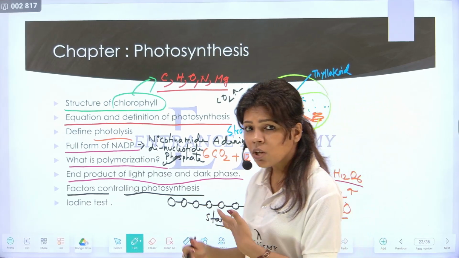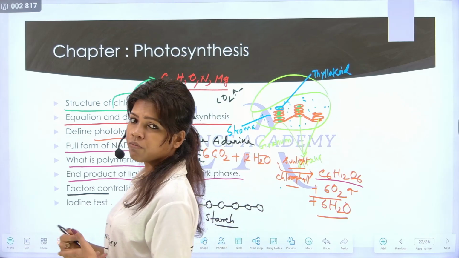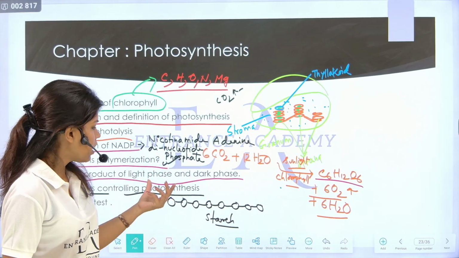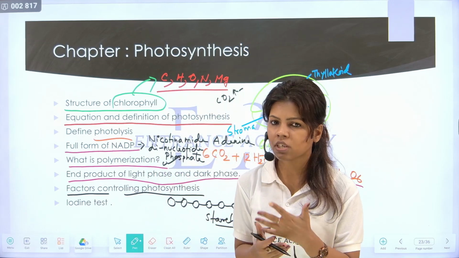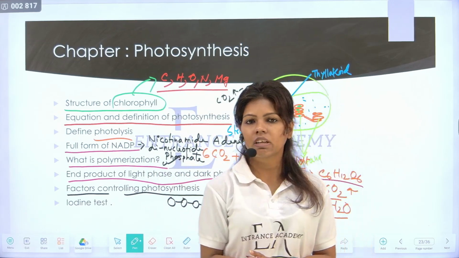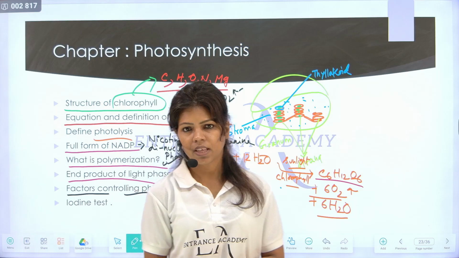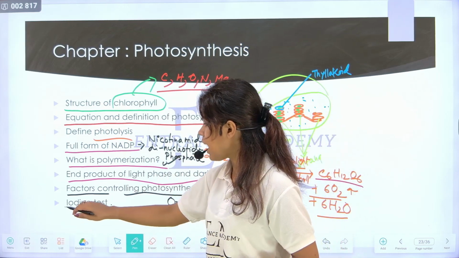If the sunlight is also high, it will increase the rate of photosynthesis up to a certain limit. Along with that, water molecule and chlorophyll, these two are also playing an important role in the rate of photosynthesis. The last question from this chapter is iodine test.